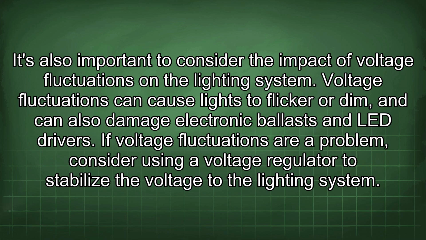It's also important to consider the impact of voltage fluctuations on the lighting system. Voltage fluctuations can cause lights to flicker or dim and can also damage electronic ballasts and LED drivers. If voltage fluctuations are a problem, consider using a voltage regulator to stabilize the voltage to the lighting system.